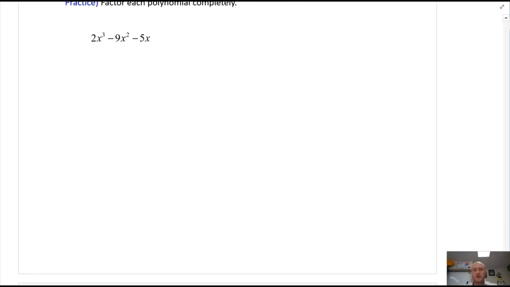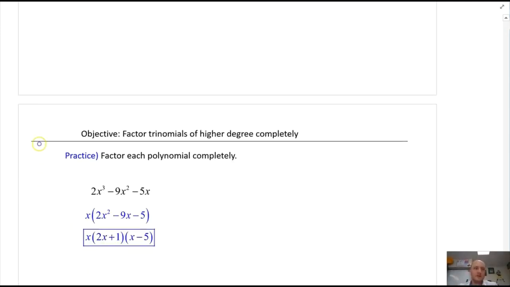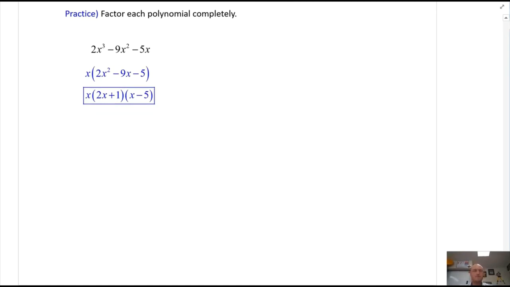Please go ahead, pause the video, and try this one. Okay, hopefully you tried it. Here is the solution. All right, you have a GCF of x, and again, a plus b has to equal negative 9, and a times b has to equal negative 10. So that's going to be a positive 1 and a negative 10. Okay, and then you can factor out to get your factored form.